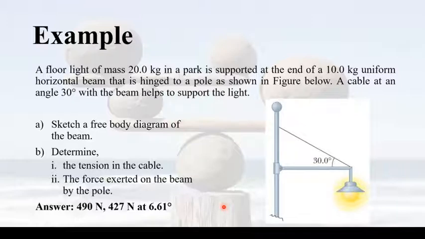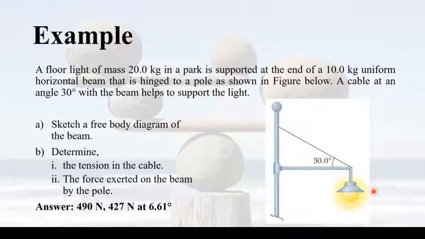Okay, now let's start. A floodlight of mass 20 kg. So the floodlight is this one, the lamp. This is our floodlight. It is supported at the end of a 10 kg uniform horizontal beam. So this beam itself is 10 kg, and the light is 20 kg, according to the question.